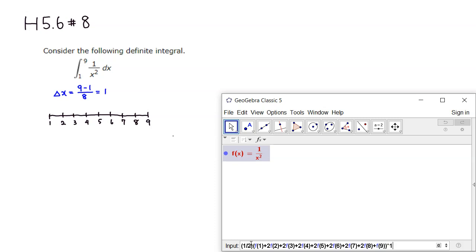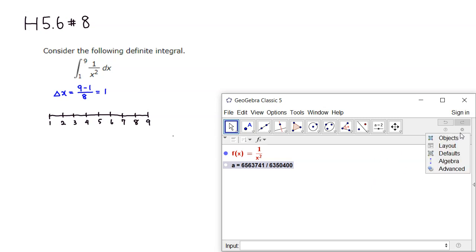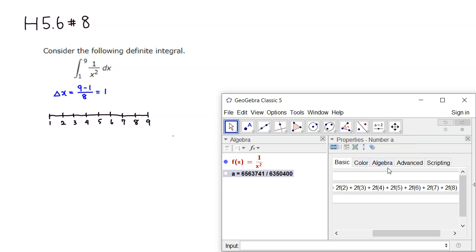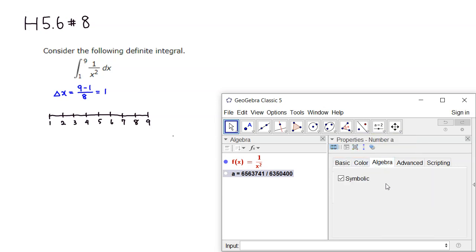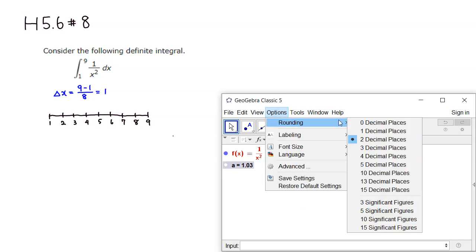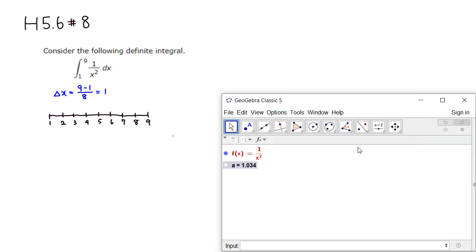Let's hit enter. So we got this fraction, but we want the decimal number. I think you can go to tools here, then algebra, and then properties and the algebra. You uncheck the symbolic, then you will have a decimal number. And we want 3 decimal places, so we can change the rounding to 3 decimal places.